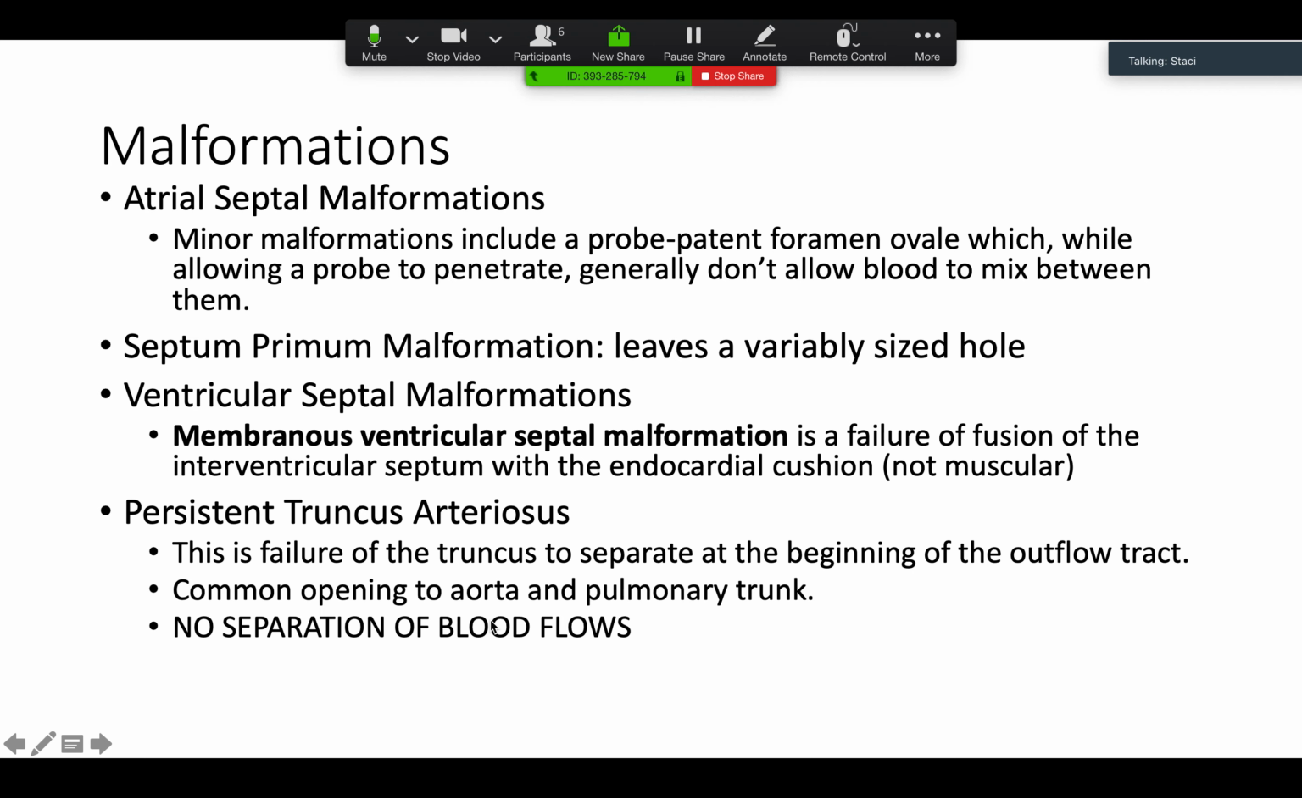Persistent truncus arteriosus. The truncus is supposed to separate at the beginning when we create our outflow tract, but in this case, it doesn't separate. And so there's going to be a common opening of the aorta and pulmonary trunk, because it was never two separate vessels, and they just become one. So there's no separation of blood flow between the aorta and the pulmonary trunk.